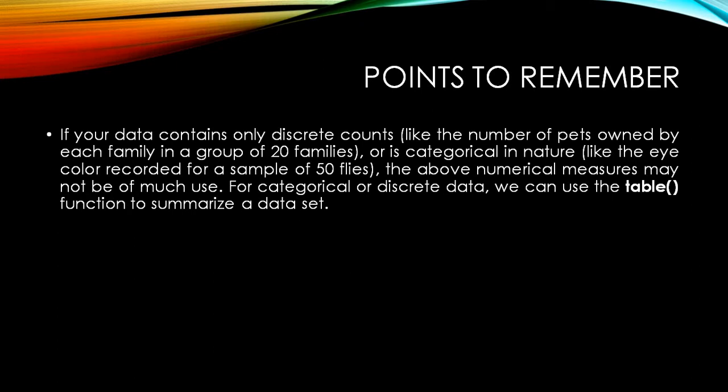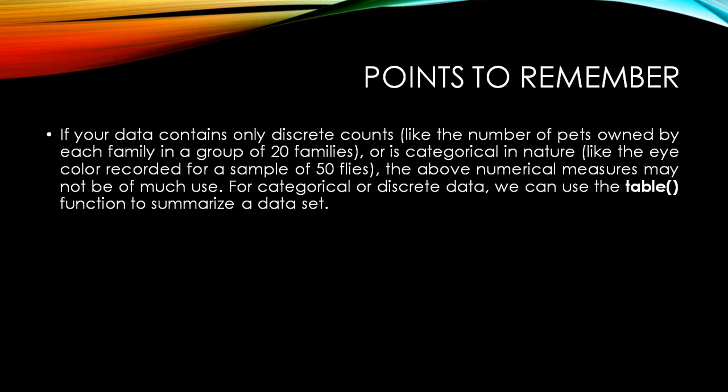Now, one very important point that you have to remember, if your data contains only discrete counts, like I was giving you the example of the number of pets that each family holds in a group which consists of 20 families, or is categorical in nature, like the eye color recorded for a sample of 50 flies. Okay, so either I have a discrete data or a categorical data, the numerical measures may not be of much use. The kind of commands that we learnt in the previous slide, they are not of much use, okay. What will I do by knowing the mean of the color of the eyes of bees, okay? So they are not much of use.